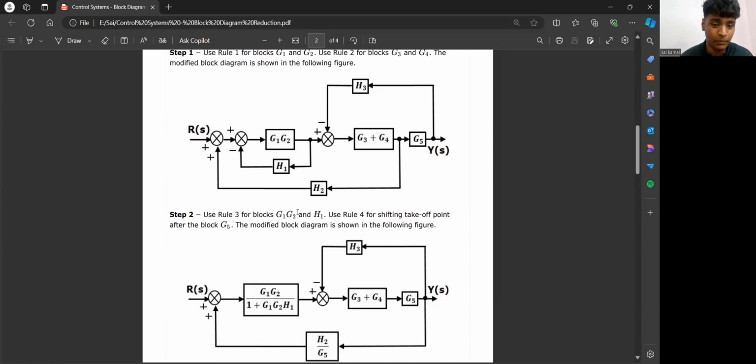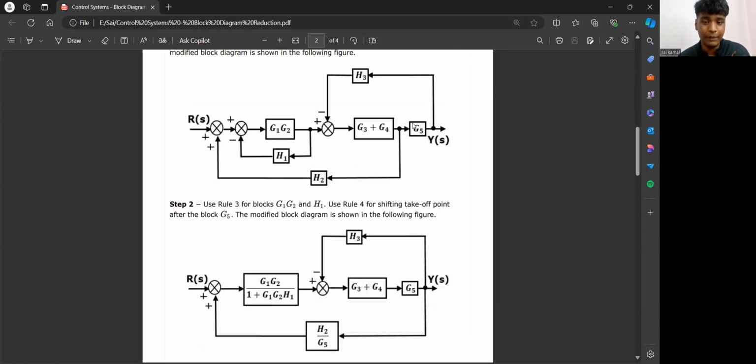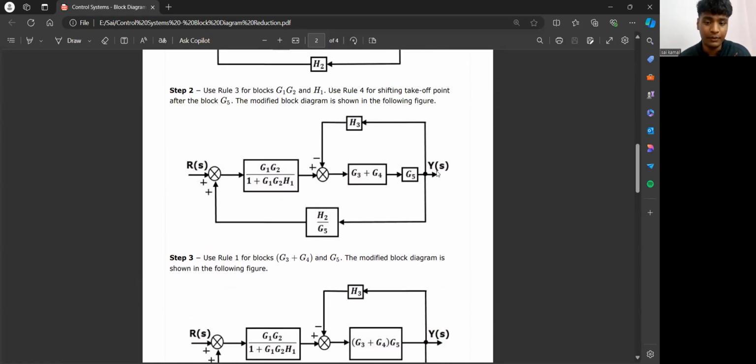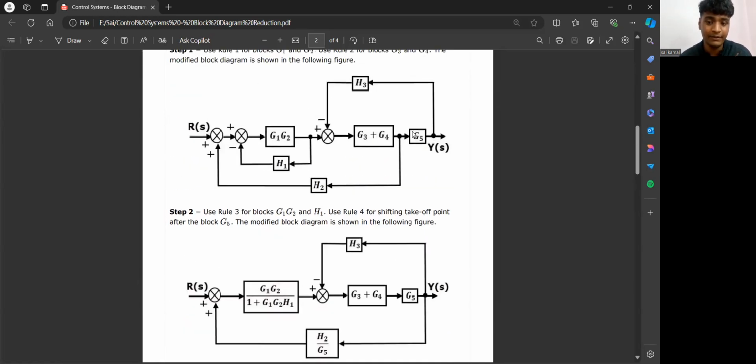Use rule number 3 for blocks G1, G2 and H1, and use rule number 4 for shifting the takeoff point after the block G3. We have shifted this point to the right-hand side to simplify this problem, where G3 plus G4 gets multiplied with G5, which gives a simpler form. And as we shift this point here, H2 gets divided by G5 because it is passing through G5. If it moves toward the left side, then we can directly multiply it by G3 plus G4.